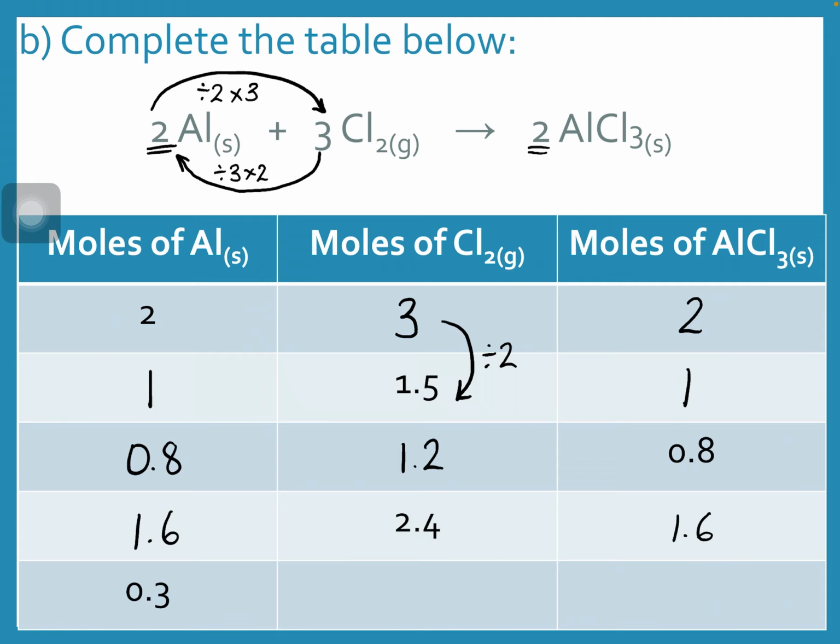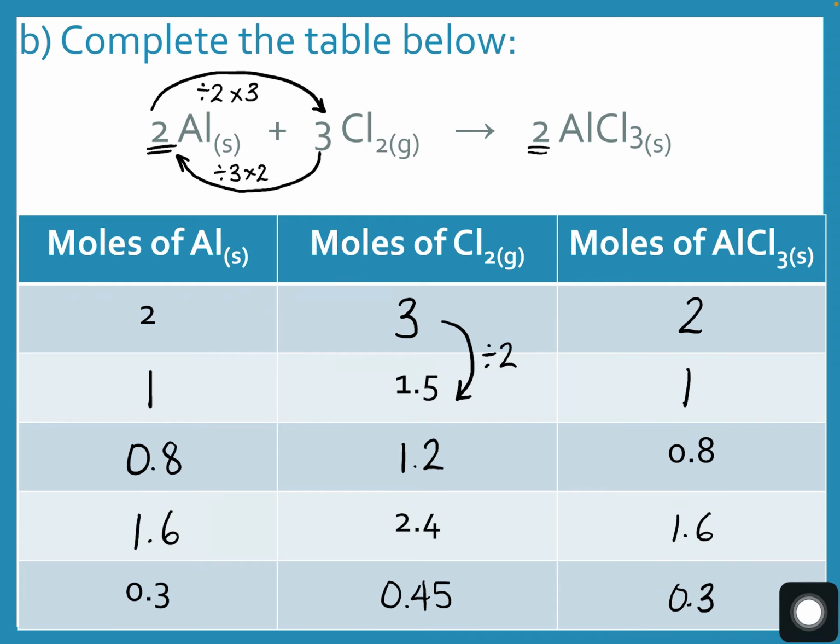So next one as well, aluminum and aluminum chloride are exactly the same. So 0.3 moles of aluminum chloride. And to move to number of chlorine, my relationship tells me divide by 2 and multiply by 3. So 0.3 divided by 2 is 0.15, times 3 is 0.45. So if I had 0.3 moles of aluminum, I would need 0.45 moles of chlorine to react with it, and that would yield 0.3 moles of aluminum chloride.